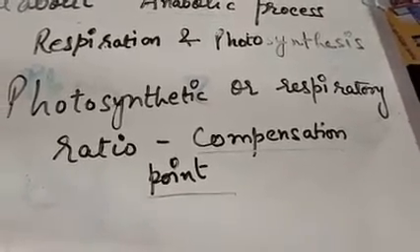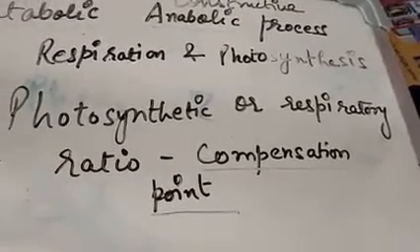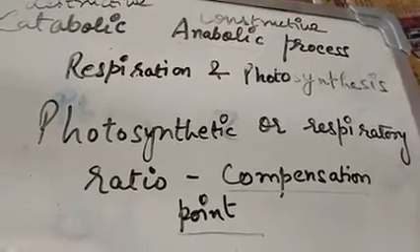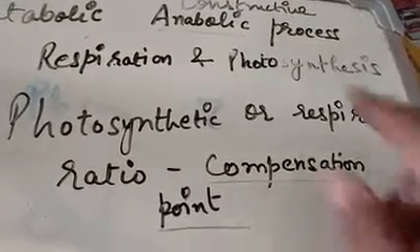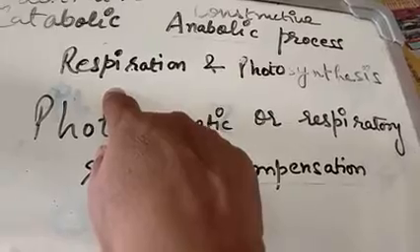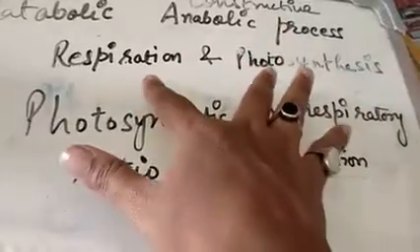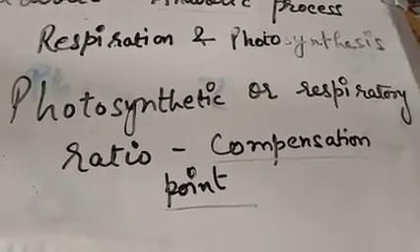It is also called the light compensation point, or you can say it is the light intensity at which the gaseous exchange is zero. That means the amount of oxygen produced by the plant through photosynthesis is utilized by the plant for respiration, and the amount of carbon dioxide produced by the plant in respiration is used for photosynthesis by the plant itself. So these two processes go together parallel to each other, and the net gain in gaseous exchange is zero.